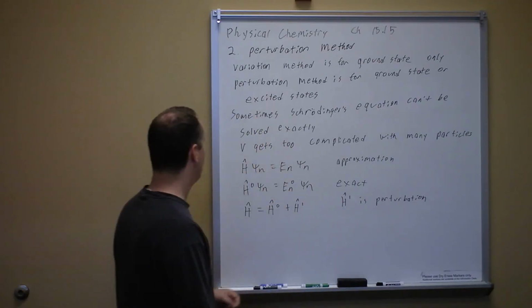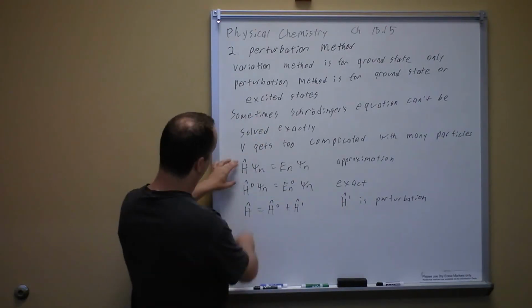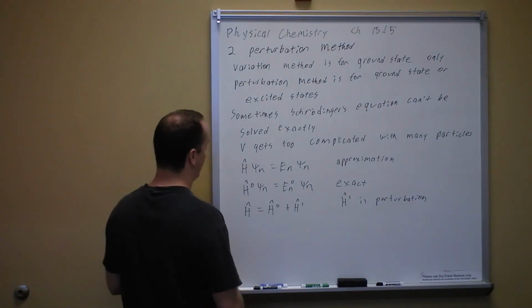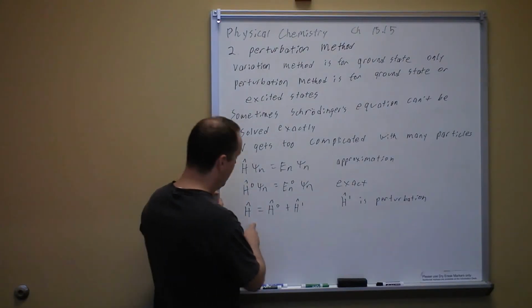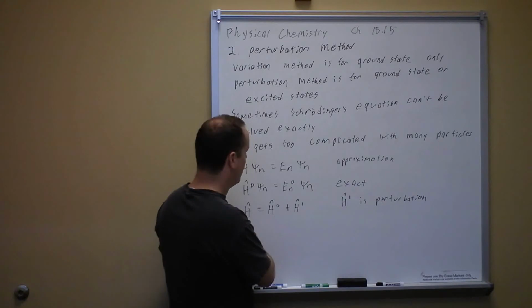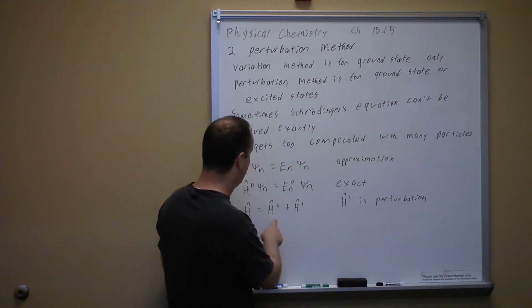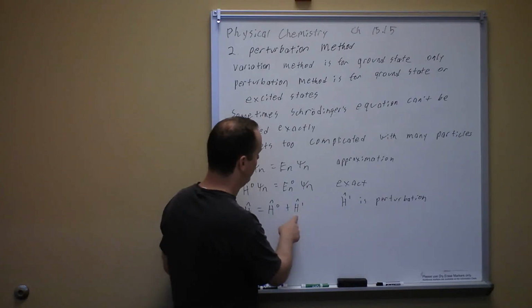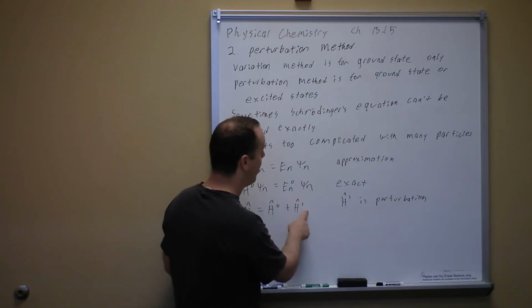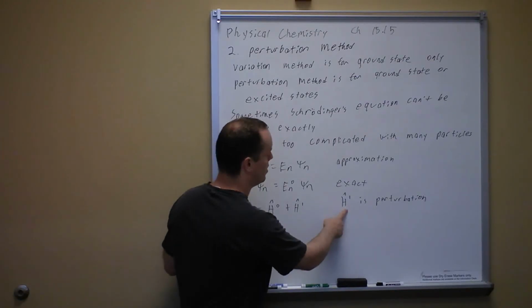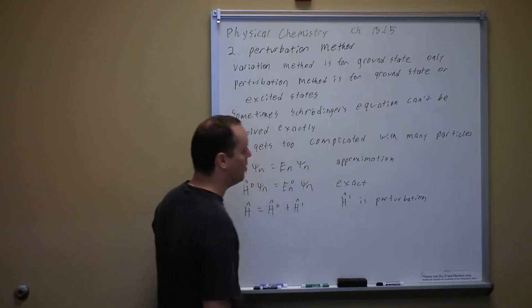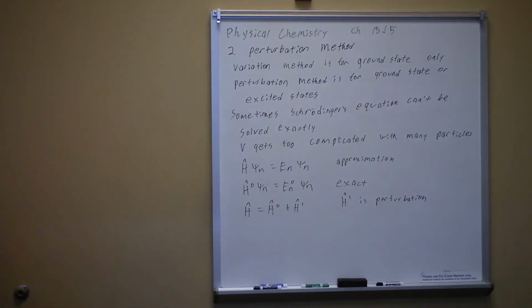That's our exact value. So you should be able to find the difference between these two by subtracting. So you get the Hamiltonian approximation, that's going to be the actual Hamiltonian naught plus this Hamiltonian prime. So we're going to say this difference is our perturbation. So this Hamiltonian prime is the perturbation.